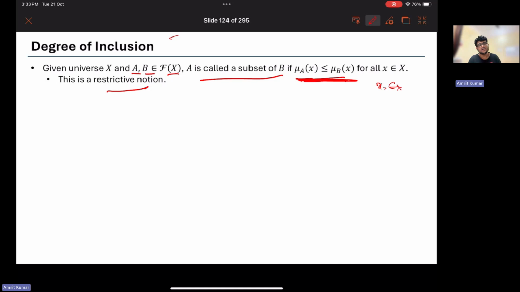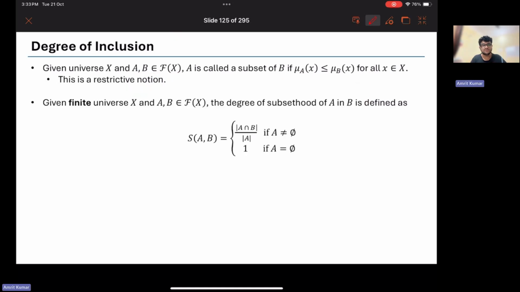Therefore, it makes sense to us to ask to what extent a fuzzy set A is a subset of fuzzy set B, instead of simply answering that A is a fuzzy subset of B or A is not a fuzzy subset of B. Now, you have already seen a formula for this degree of subsethood or this degree of inclusion.